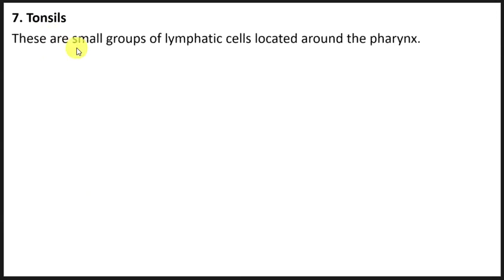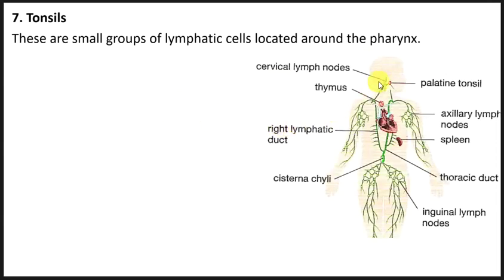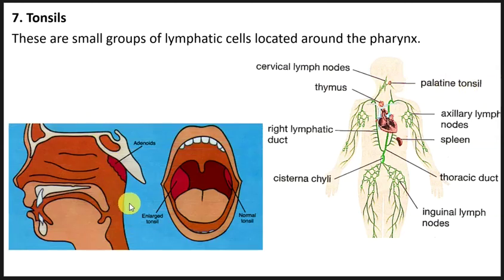Okay, now let's look at tonsils. These are small groups of lymphatic cells located around the pharynx of the throat. Like here, if this is the mouth, the tonsils are here, and we have this one called the palatine tonsil. Also you find this one here inside the mouth, and the other one there.